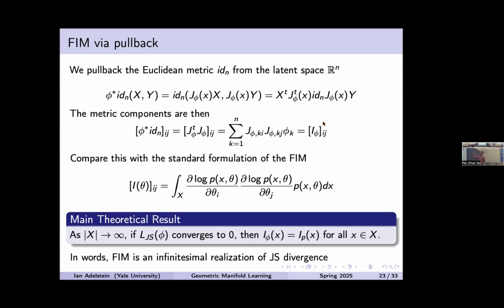And so that's this sum here. You should think about it this way: the ijth entry in this product is just the ith column of J dotted with the jth column of J. And so these columns have size n.